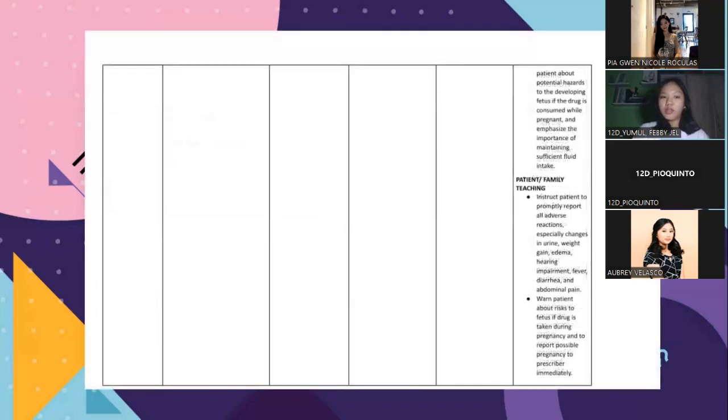We also have the responsibility for patient education, which is to instruct the patient to promptly report all adverse reactions, especially changes in urine, weight gain, edema, hearing impairment, fever, diarrhea, and abdominal pain. We also need to warn the patient about risk to fetus if drug is taken during pregnancy, and report possible pregnancy to prescriber immediately.